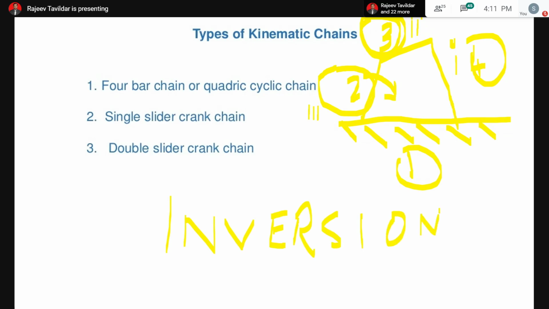The definition is very simple. You go on fixing each link at a time, and whatever mechanism you obtain, those are called inversions. So for a given 4-bar mechanism, I can obtain 3 inversions. One is by fixing this link, second one is by fixing link 3, and third option is by fixing link 2. I hope the concept of inversion is clear. By fixing each link at a time, you are going to get the inversion.